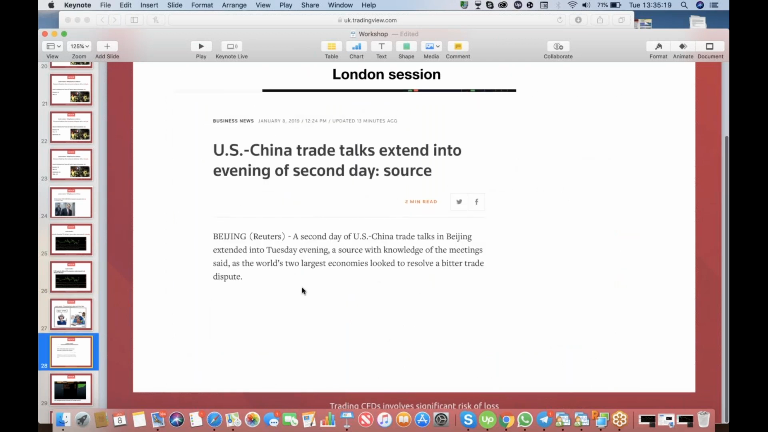Also in the London session, we've got the US-China trade talks extending into the evening of a second day. Now, this is an important event. One of the bigger concerns of the market coming into 2019 is global growth. Okay, that's the big picture. Is there a slowdown in global growth? We've seen equity markets falling heavily.